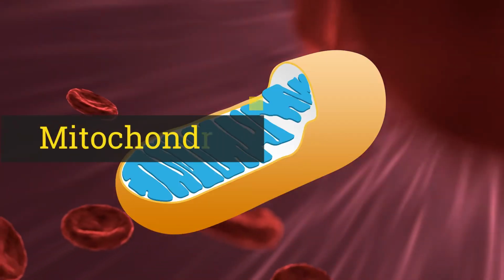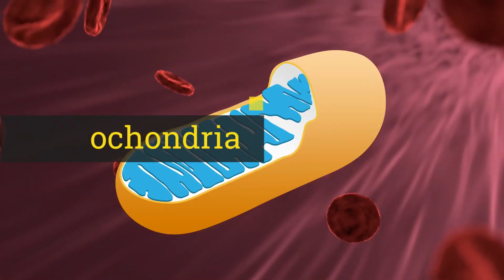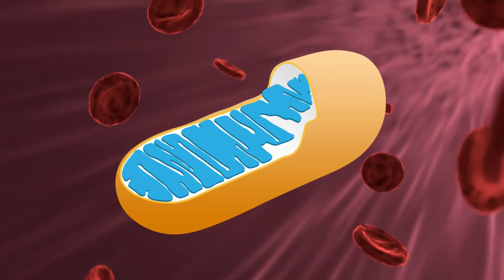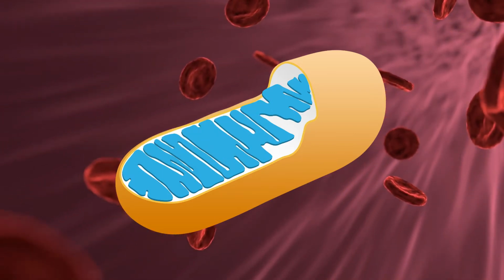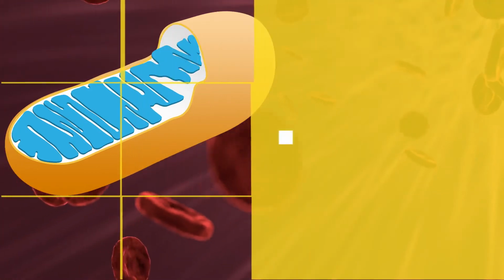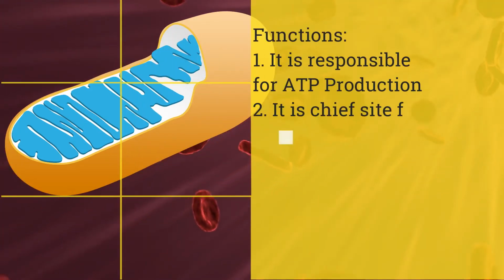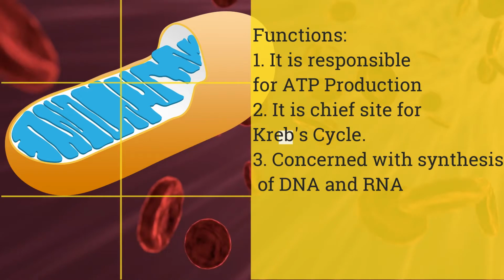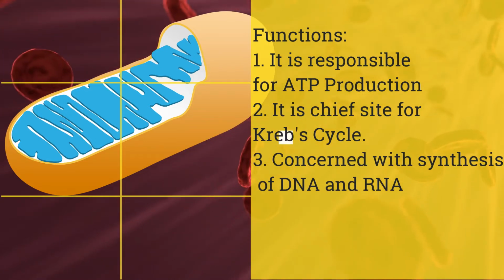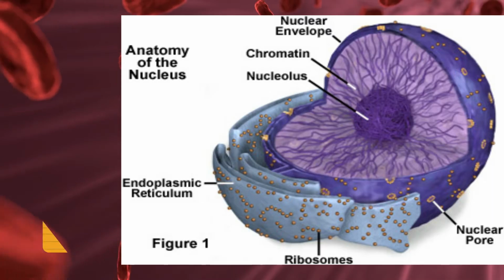Mitochondria. Mitochondria are membranous organelles having greater metabolic significance. It produces ATP, so it is called the powerhouse of the cell. Functions. It is responsible for ATP production. It is the chief site for the Krebs cycle, concerned with the synthesis of DNA and RNA.